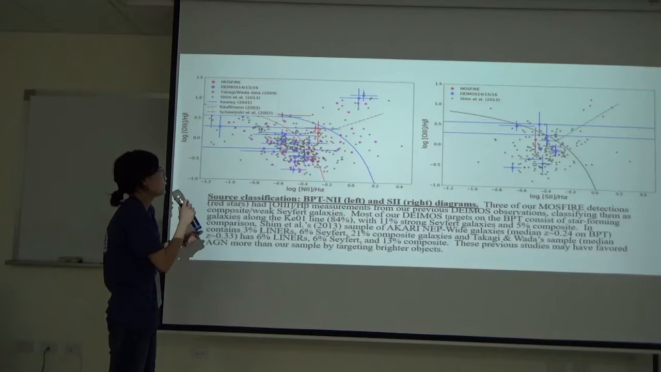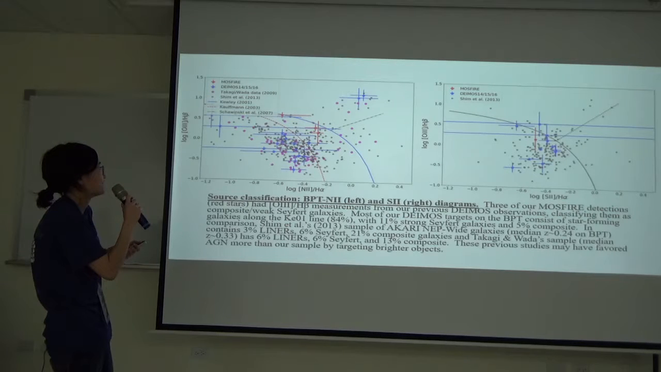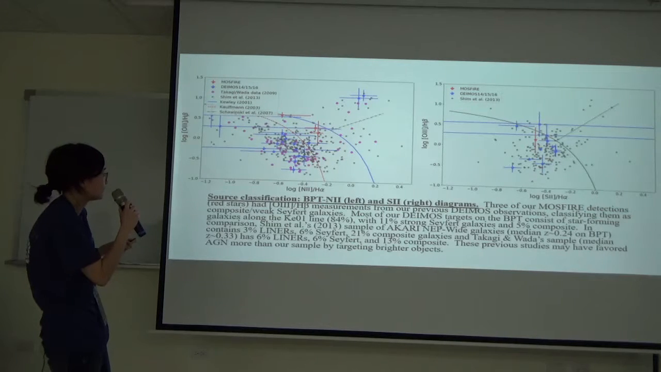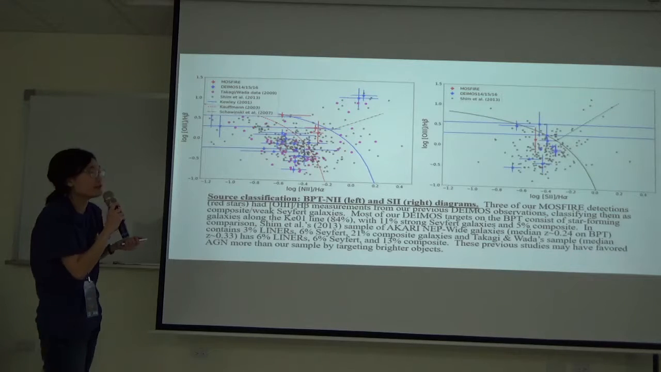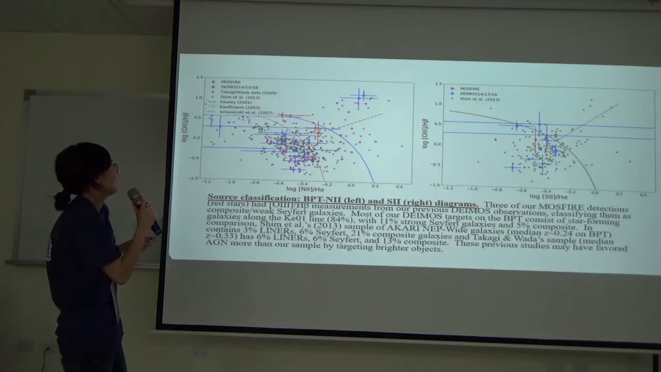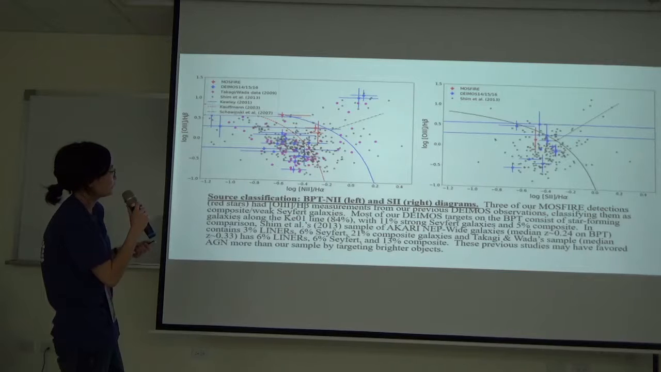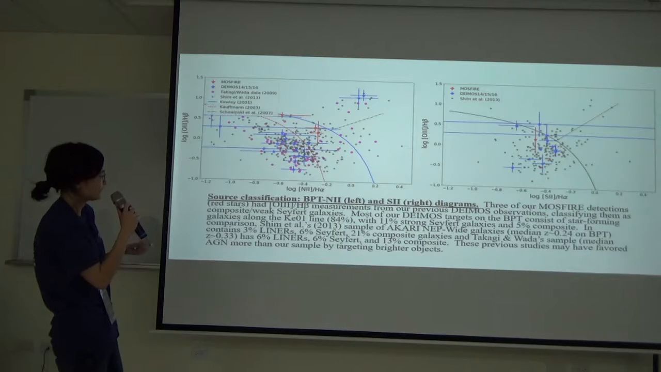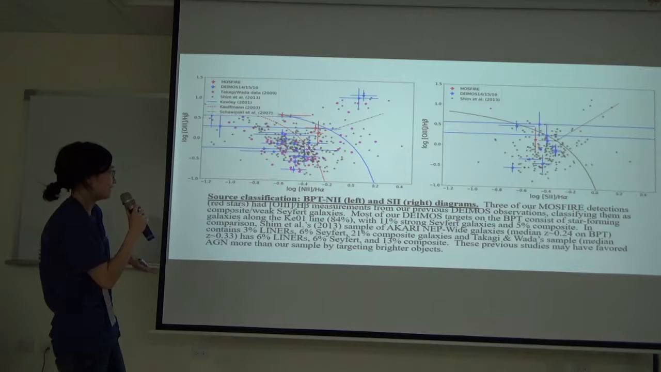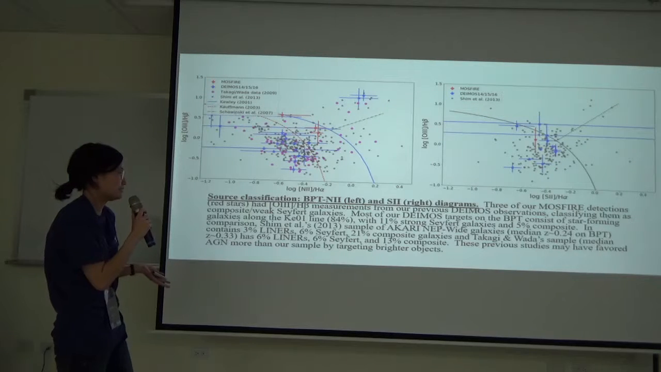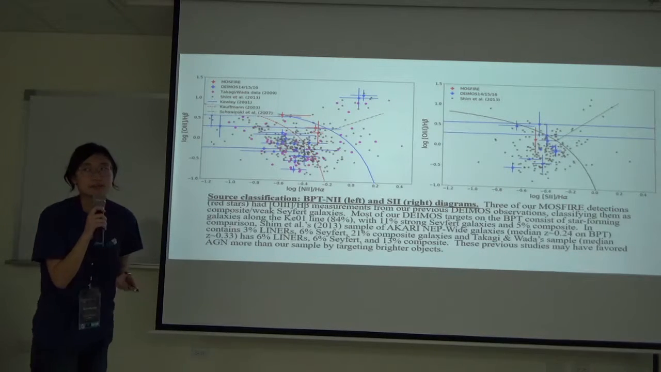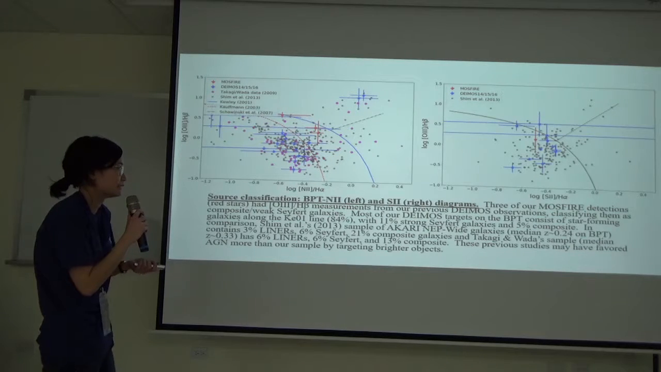In addition, we plotted data from previous studies, from Takagi and the WADA catalog in 2009 as the magenta points, and also the Shim et al. AKARI NEP data as the black points. We can see that with our data, we actually have a higher percentage of star-forming galaxies compared to the other samples, but this might be due to the fact that those samples were targeting, in general, brighter objects at lower redshift.